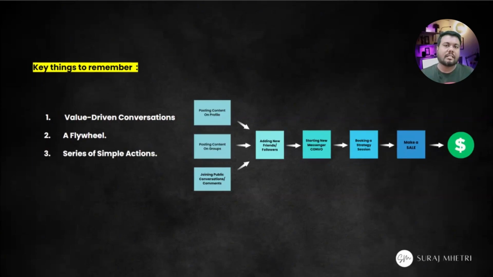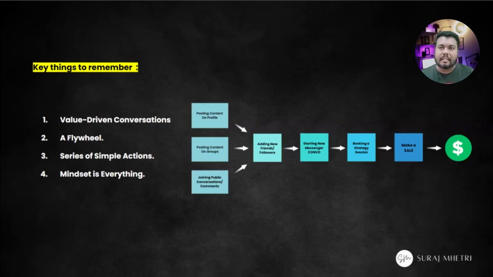This system is a series of simple actions. Again, I'll say, understand that this process is a sequence of simple actions that naturally flow into one another, right? These actions are essential, but they gain significance when they are connected to a bigger purpose. This strategy is a series of super simple tactics which are brought together to create an effective client attraction system. Okay, so remember that. And the last one, mindset is everything.